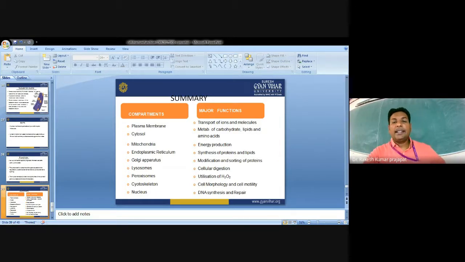There are certain cytoplasmic organelles present in it. They are suspended in the cytoplasm, just like mitochondria, endoplasmic reticulum and the nucleus.